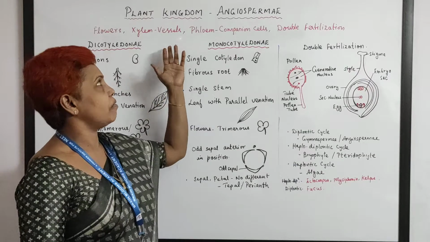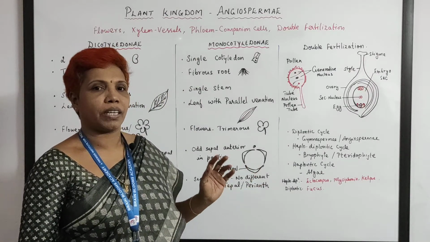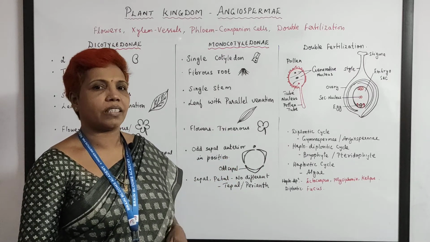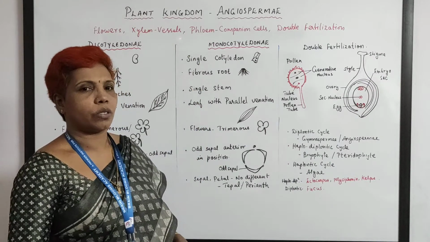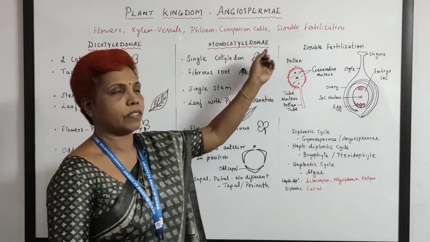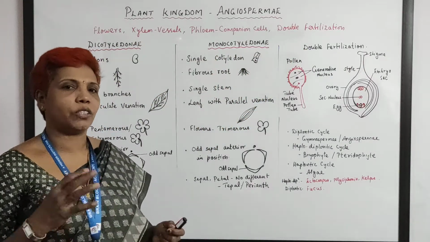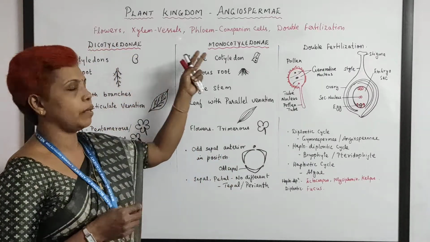And even the xylem vessels and phloem companion cells were not there in pteridophytes and gymnosperms, but there are a few categories like Gnetopsida that have vessels and companion cells. So special in the sense double fertilization and flowers for angiosperms. So basically angiosperms have got two major categories, dicotyledons and monocotyledons.